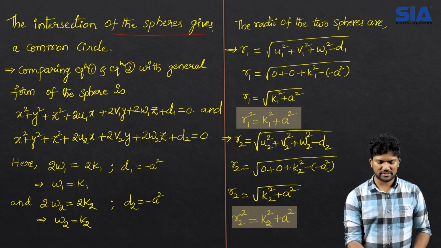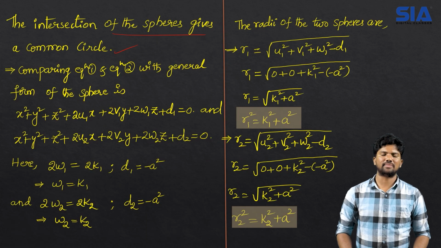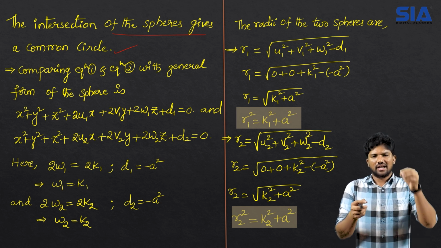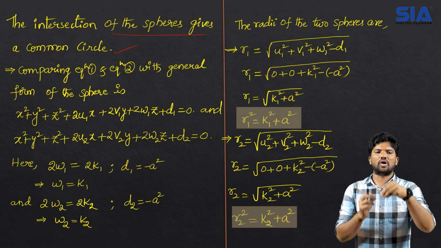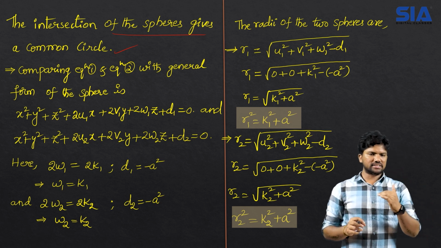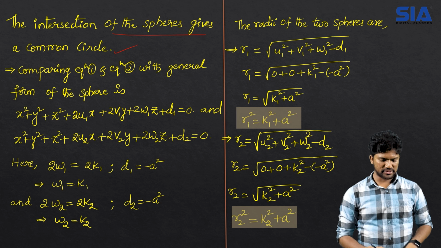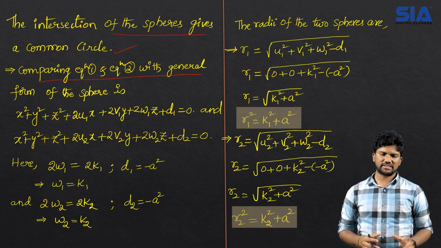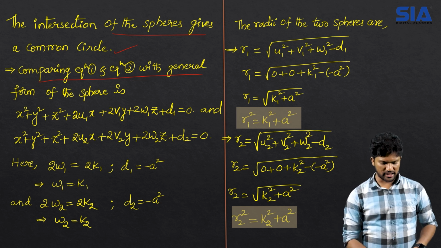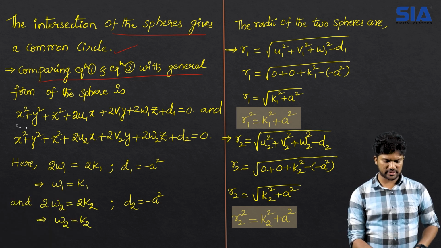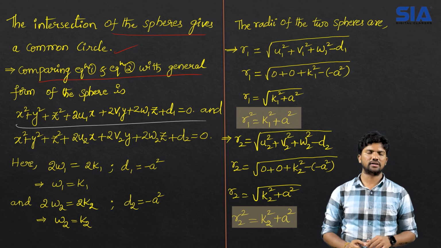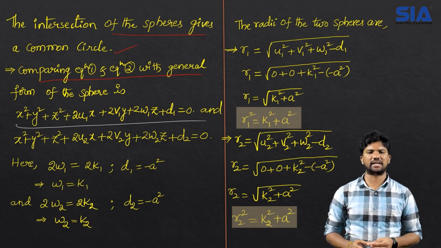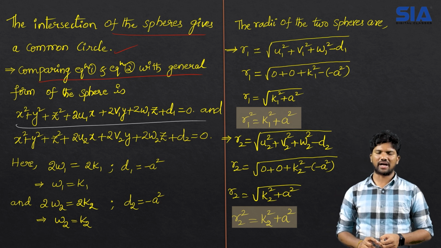The intersection of the spheres gives a common circle, which means the locus of the points of intersection of the two spheres gives a common circle. Comparing equation 1 and equation number 2 with the general form of the sphere. What is the general form of the sphere? It is x square plus y square plus z square plus 2ux plus 2vy plus 2wz plus d is equal to 0.